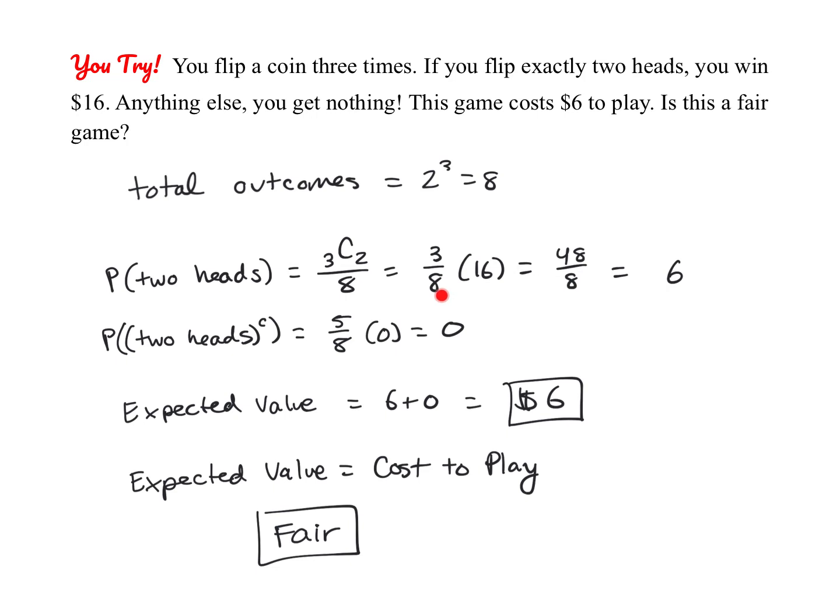Then we multiply that probability by the amount we would win, and we get 48 over 8, which is 6. And then here I have the probability that it's not 2 heads, so the complement is 5 over 8, but we get $0 for that, so the expected value of that event is 0. So you add up the 2 values and you get the overall expected value, which is $6. So since that is equal to the cost to play this game, we would say this is a fair game.